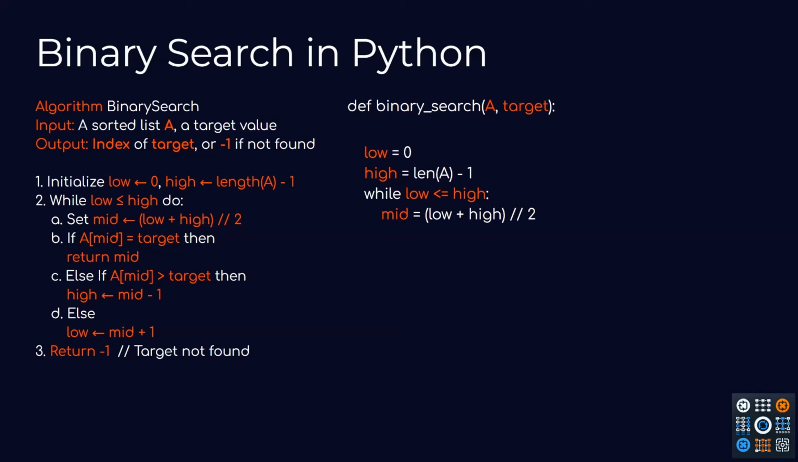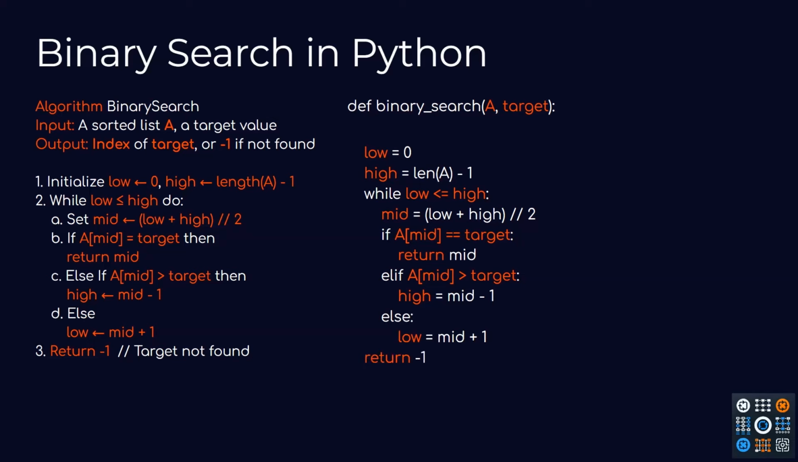Inside the loop, we compute the middle index and compare the element at the index to the target. If the middle element equals the target, we return the index as the search completes. If the middle element is greater than the target, we reduce the search space to the left half by shifting high to mid - 1. If it's smaller, we shift the search space to the right half by setting low to mid + 1. If the target is not found in the list after the loop completes, the function returns -1.